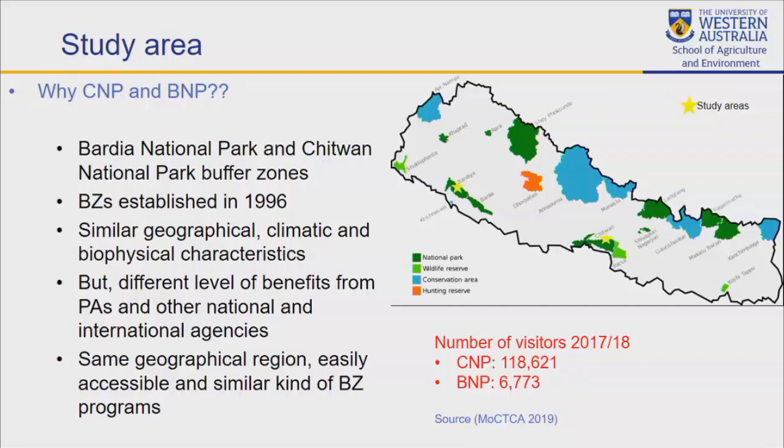On the other hand, Bardia National Park receives far fewer visitors than Chitwan National Park, and the amount of money that goes to Bardia National Park buffer zone committees is also relatively very low compared to Chitwan National Park. Also, these two national parks lie in the same geographical region. Both of them are easily accessible and they have similar kinds of buffer zone programs. So we have selected Chitwan National Park and Bardia National Park for our study.